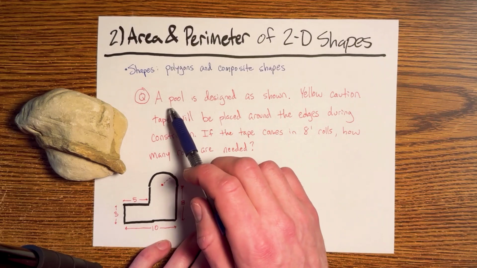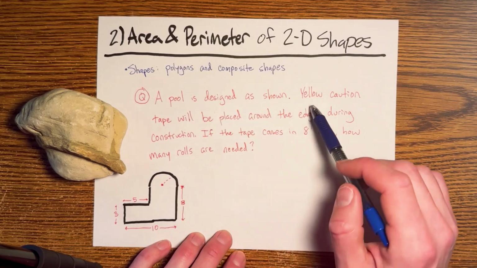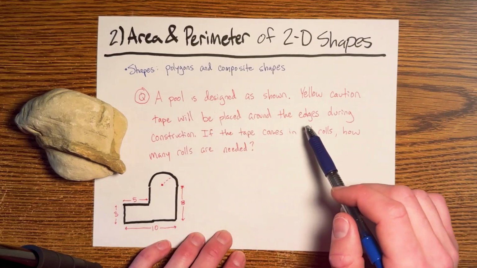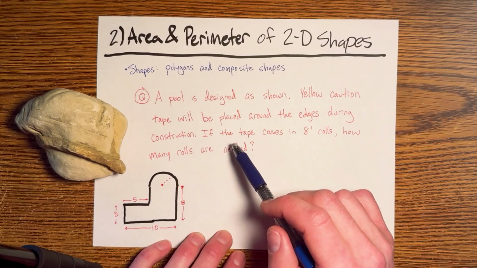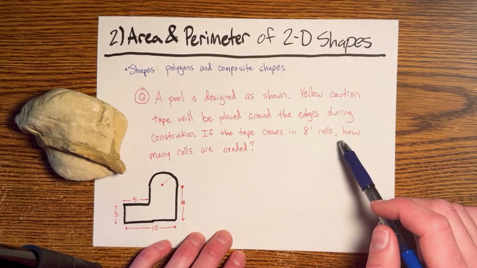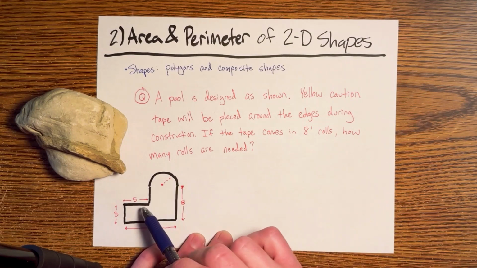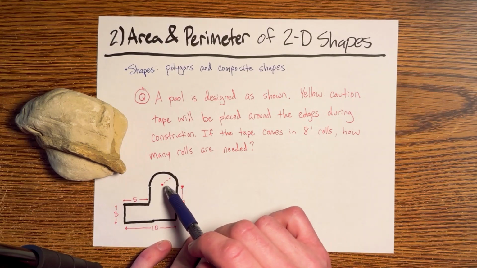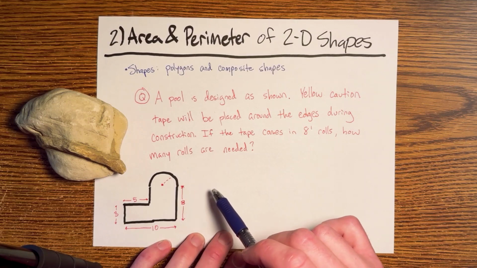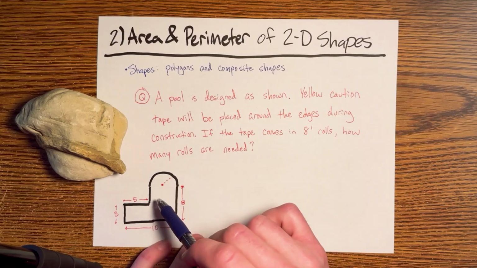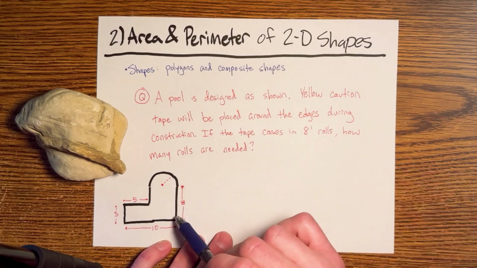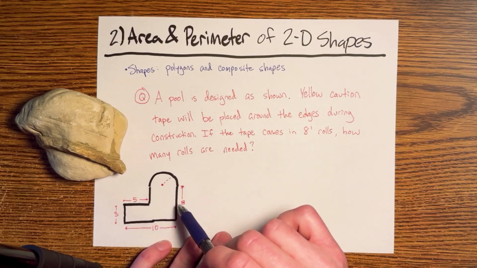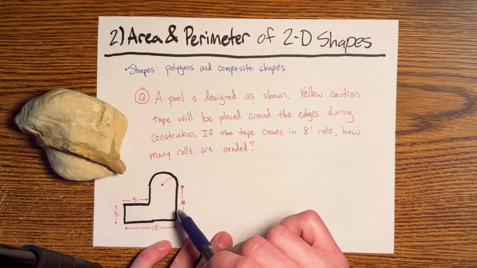The question asks, a pool is designed as shown. Yellow caution tape will be placed around the edges during construction. If the tape comes in 8-foot rolls, how many rolls are needed? So we can see we're given some dimensions here, but not all of the dimensions, and we're not given the radius of that circle. So first we'll need to figure out what the remaining dimensions are, and then since the caution tape will be going around the edges, we're actually looking for the perimeter here.